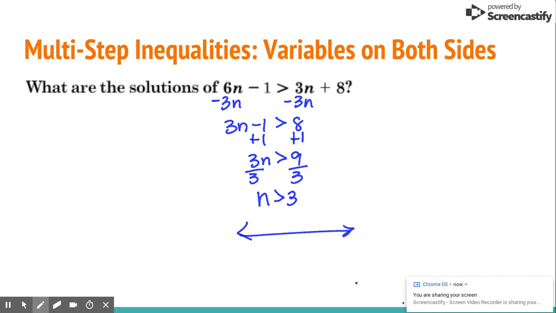So put that solution on a number line. Greater than means open circle. Greater than goes to the right.